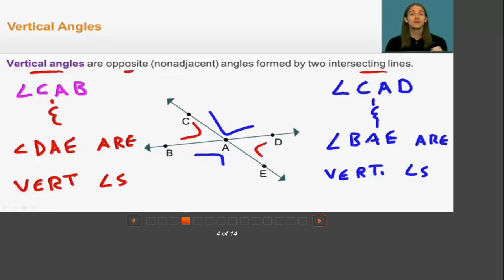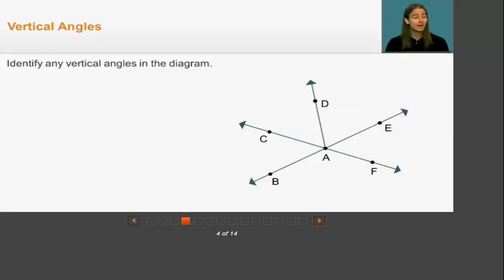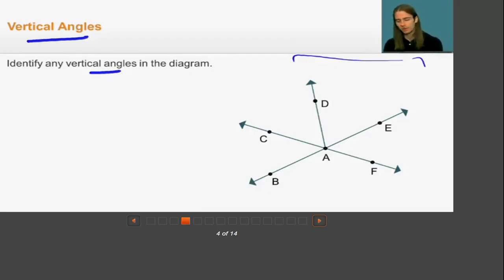So let's see now if we can try to identify some vertical angles in this diagram right here. We're asked to identify the vertical angles, and we have two intersecting lines, so we know that we're going to have some. There's one other thing, though, in this diagram, and it's this ray, and it might cause a little bit of trouble. So let's see what we can do here.